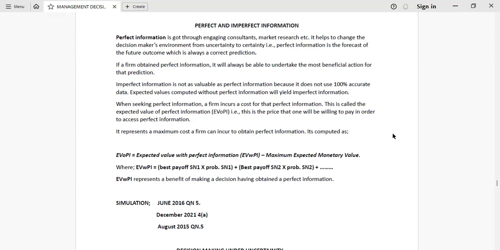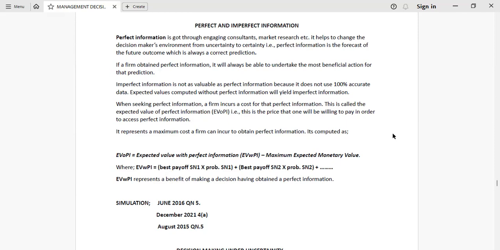And we have a formula to compute that. To get the expected value of perfect information, we get two things. We have to have the expected value with perfect information, that is EVWPI, minus the maximum expected monetary value. In other words, the maximum expected return, or the expected value.